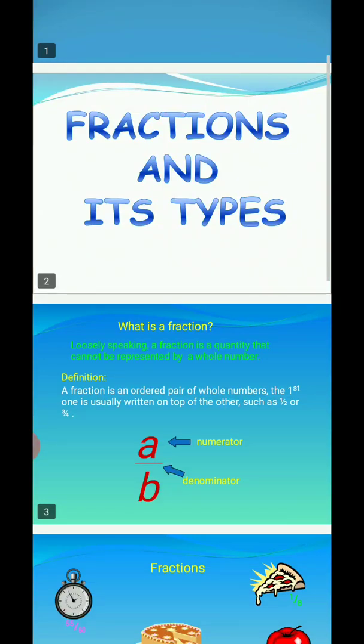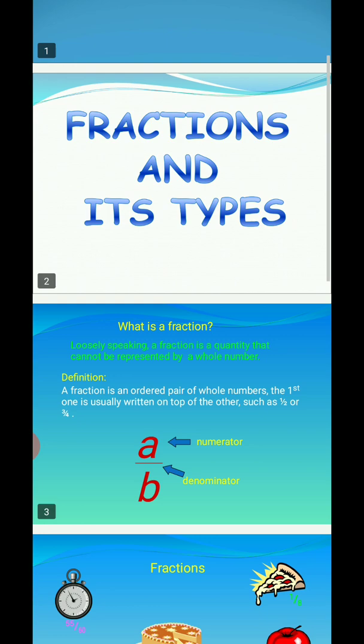Us to imagine our life. Whatever we are, we always observe fractions, but technically we cannot apply it. That's why in today's class we are going to learn about fractions and their types.